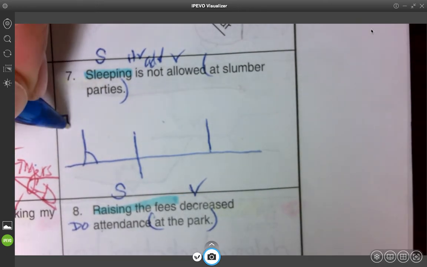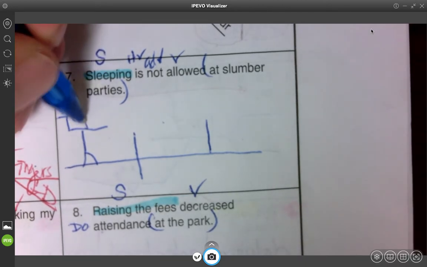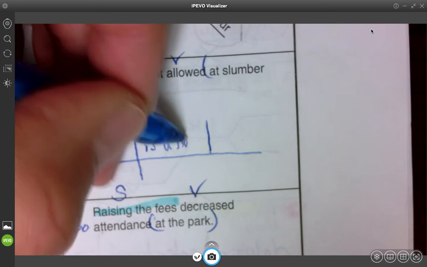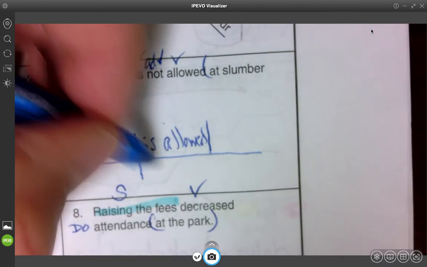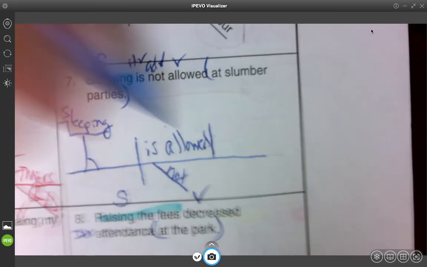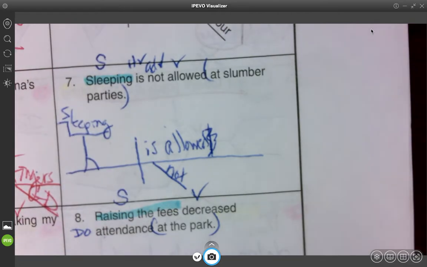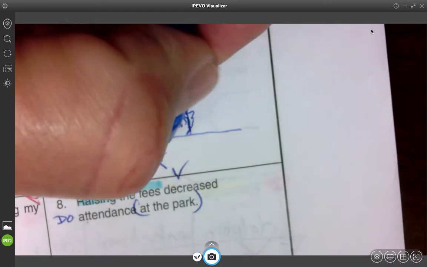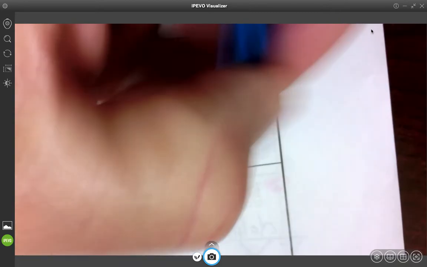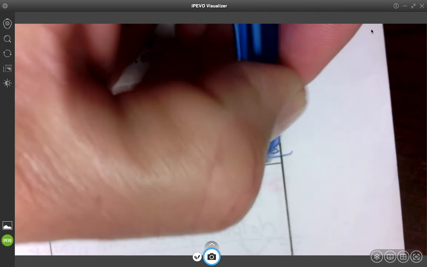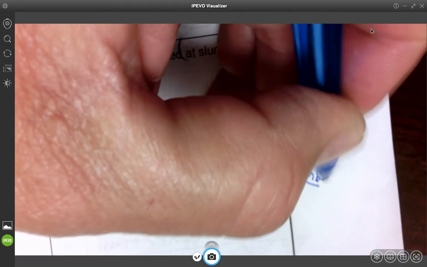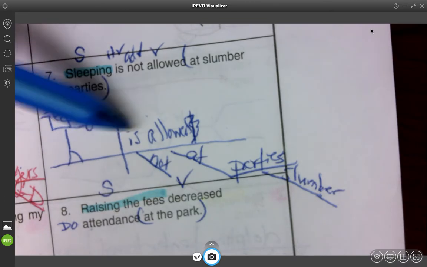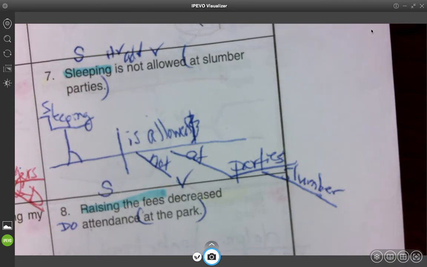And so as I continue to diagram, my subject is sleeping. Helping verb, and my verb is allowed. The adverb is not. Again, this doesn't apply. We don't have one in this particular sentence, but if we did, that would be the 3rd slot. We'll use that for number 8. And then I have a prepositional phrase that says at slumber parties. Gerund subject, helping verb is allowed, adverb not, prepositional phrase.